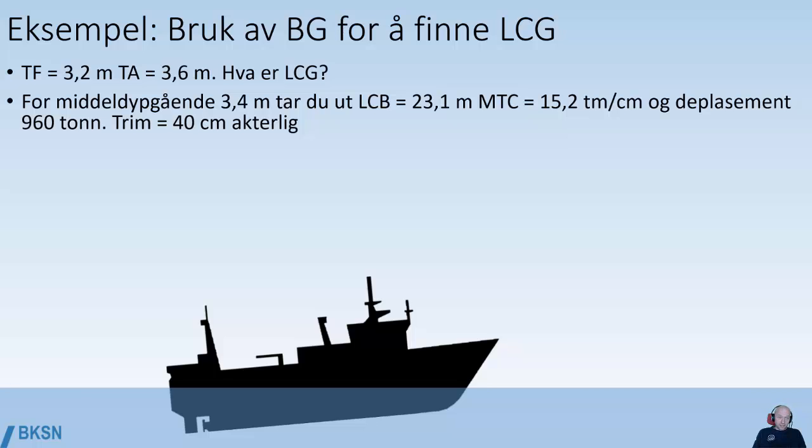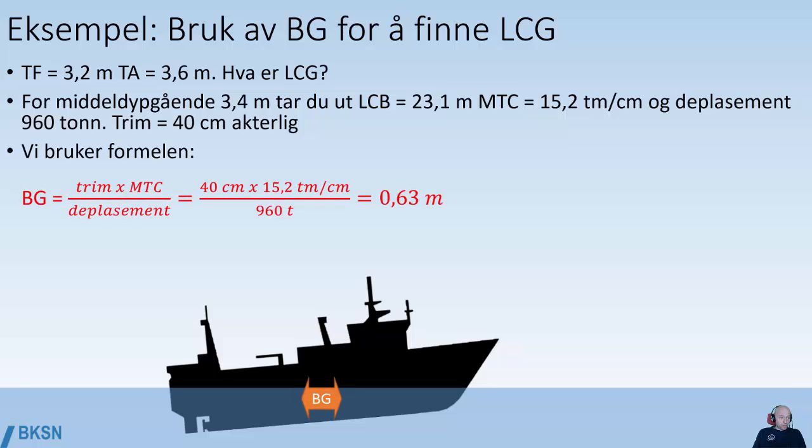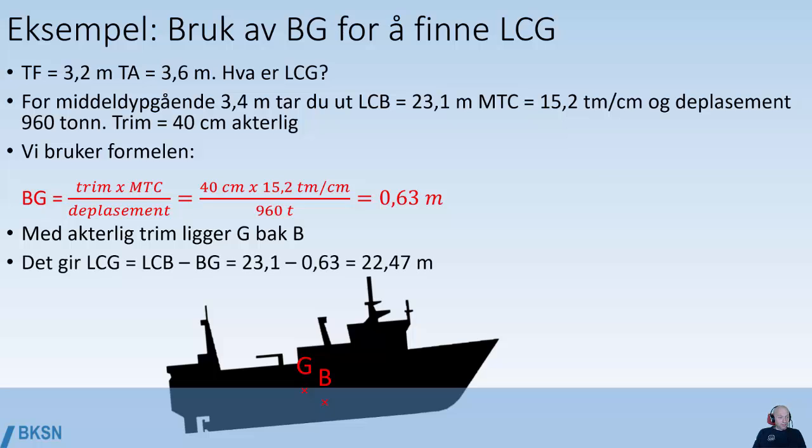The trim is 40 centimeters aft. So we use the formula, we put in 40 centimeters, multiply that by 15.2 ton meters per centimeter and divide it by 960 tons, which gives us a BG of 0.63 meters. And with aft trim, you have G behind B. So then we have LCG equals LCB minus BG, 23.1 minus 0.63. So we have an LCG, longitudinal center of gravity, of 22.47 meters.